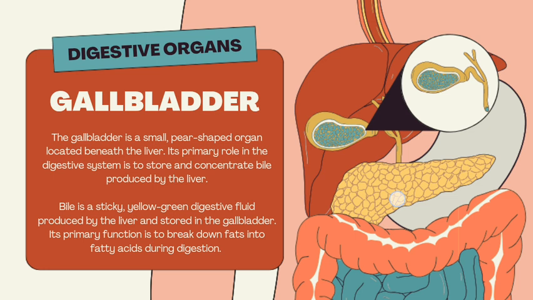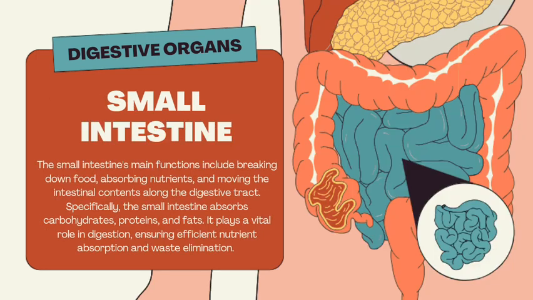Okay, let's move on. The small intestine. So the small intestine is a long, thin tube where most of the nutrient absorption takes place. The small intestine's main functions include breaking down food, absorbing nutrients, and moving the intestinal contents along the digestive tract. Specifically, the small intestine absorbs carbohydrates, proteins, and fats, and it plays a vital role in digestion, ensuring efficient nutrient absorption and waste elimination. The large intestine.